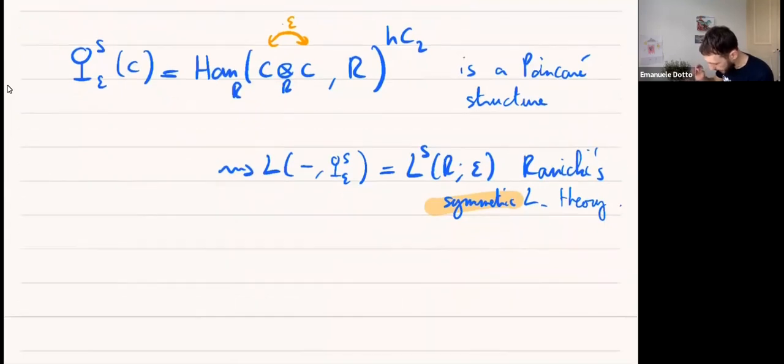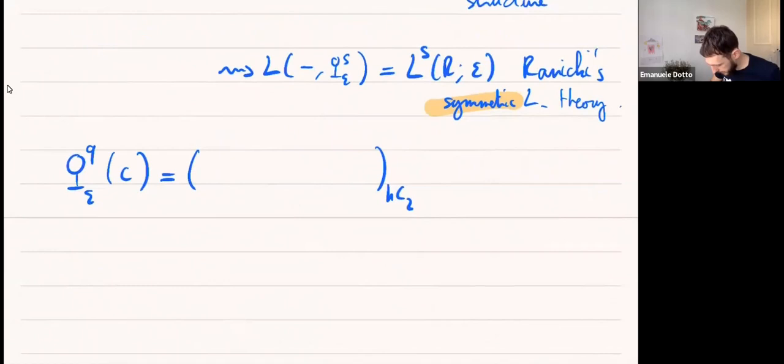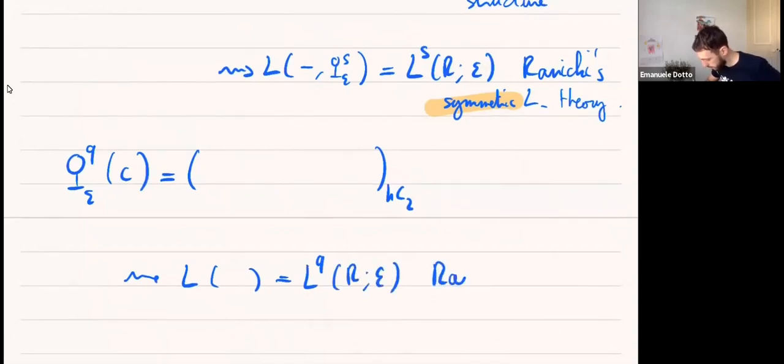We can do exactly the same thing, but instead of taking symmetric forms, we take quadratic forms. What does that mean? Define another one of these. We take the same exact spectrum as above, but we take orbits instead of homotopy invariants. And this gives rise again to a spectrum that we denote by L^Q, and is Ranicki's quadratic L theory.